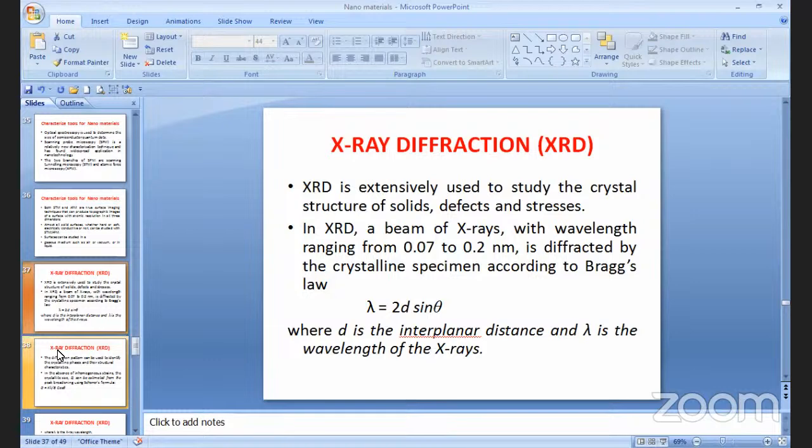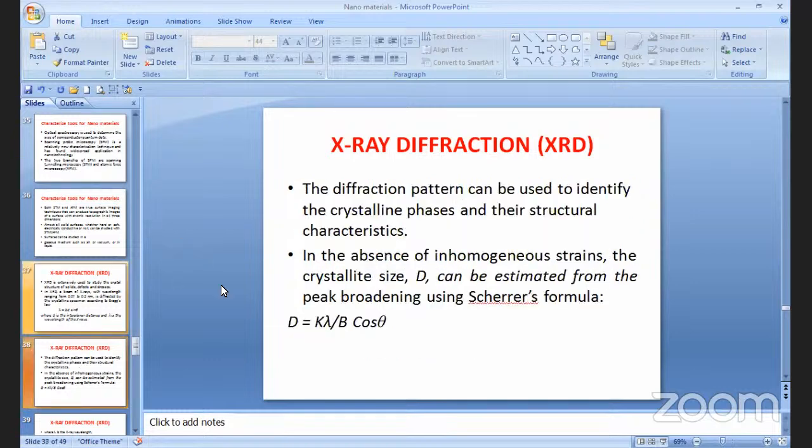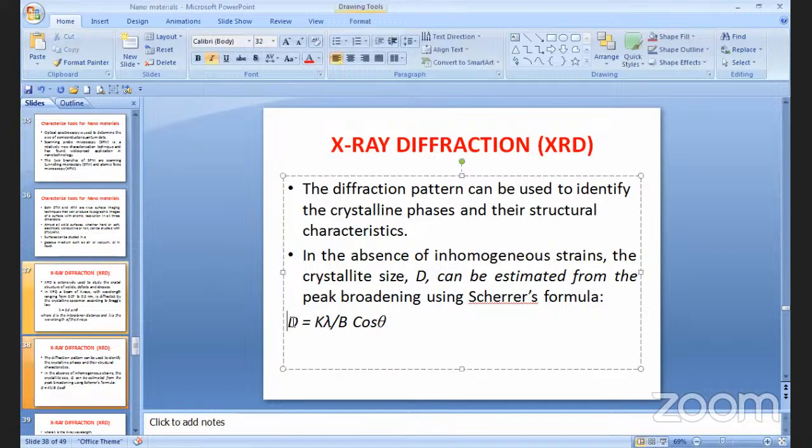So this diffraction pattern can be used to identify the crystalline phases and the structural characteristics. Here we use the Debye-Scherrer formula. In the absence of homogeneous strains, the crystalline size, given by D, is equal to K lambda by B cos theta.